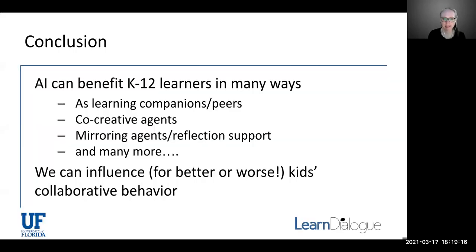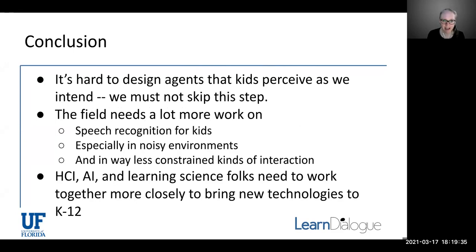So I'll wrap up by saying that AI can benefit K-12 learners in many ways. It can be a learning companion, a peer, a co-creative agent. It can provide mirroring for the kids' own behavior and support for reflection, and many more. And we can definitely influence, for better or worse, kids' collaborative behavior. But it can be hard to design agents that kids perceive as we intend, and we must not skip the step of finding out how our users perceive the system that we're building. It's very important that if we have a role, a character in mind, we find out whether we're achieving it.